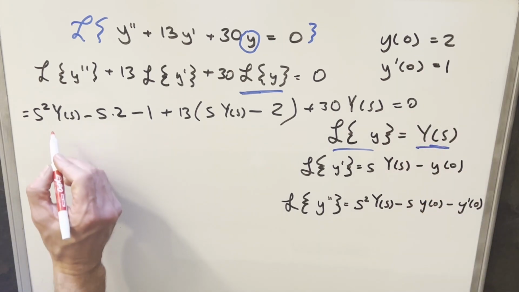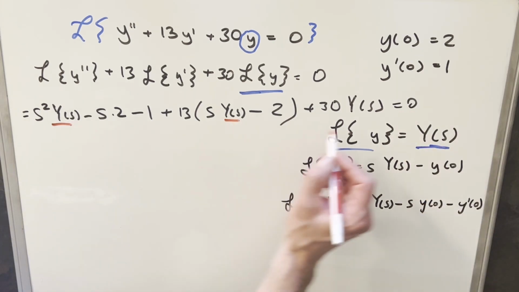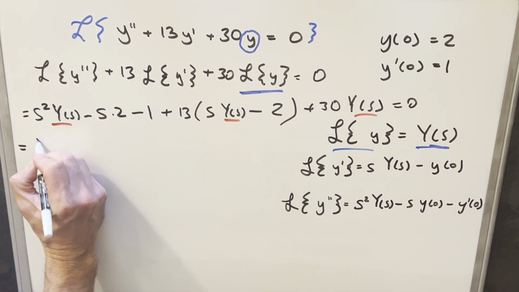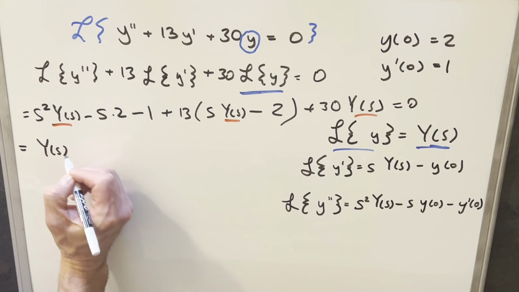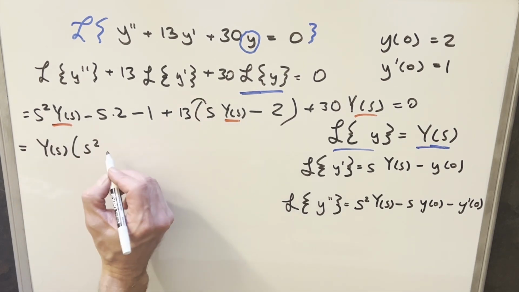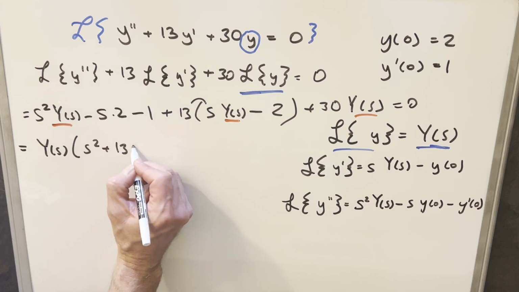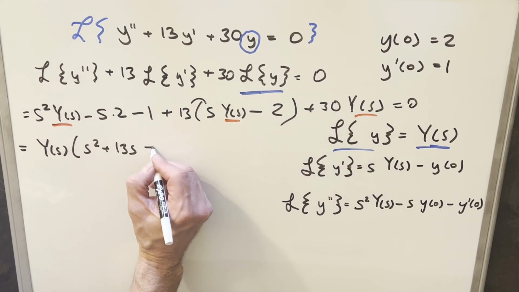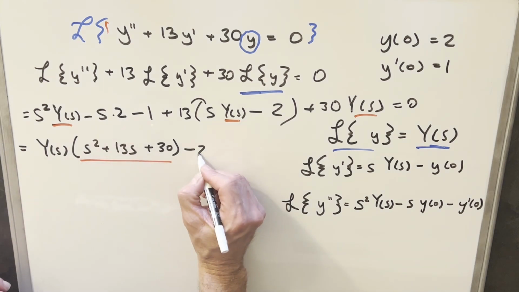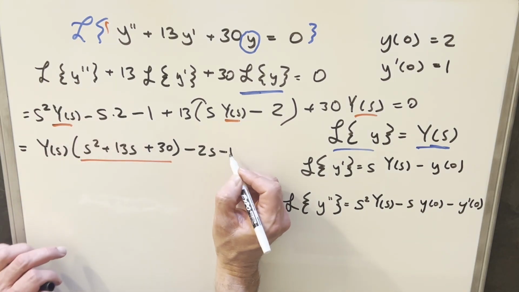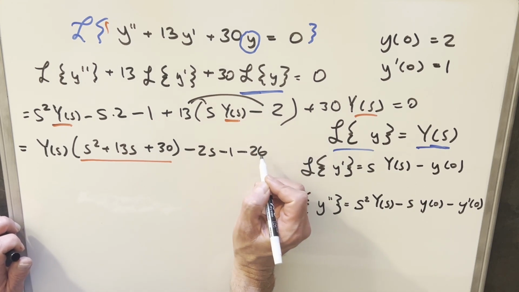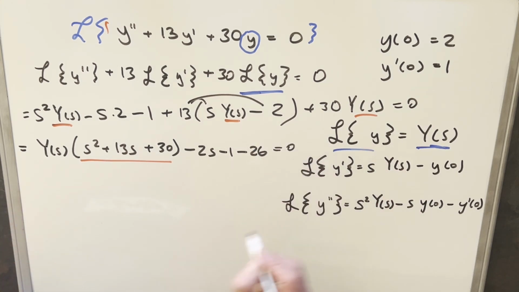So to clean this up, I want to factor out my big Y of s to isolate it. So let's do that. Here we'll bring the big Y in front. Then this is going to give me an s squared. Multiplying this in here, we'll have plus 13s. And then there we'll have just a plus 30. Okay, then let's just write everything else down. So we're going to have minus 2s. This is going to be a minus 1. Distributing in 13 here, we're going to have minus 26. And then this is all going to be equal to 0.